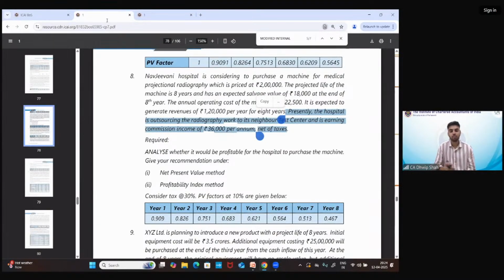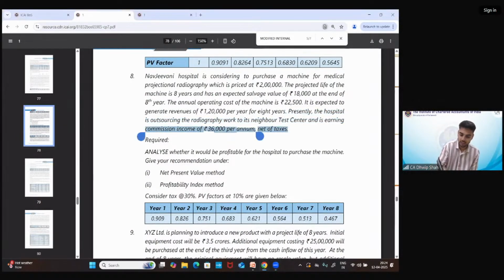Correct? But now we have bought a radiography machine in-house and we are taking patients and curing them in-house. So will this commission income stop now? We will not be able to earn this now. So can I say this is opportunity loss, opportunity cost? You have to add it with other cost. Are you following?